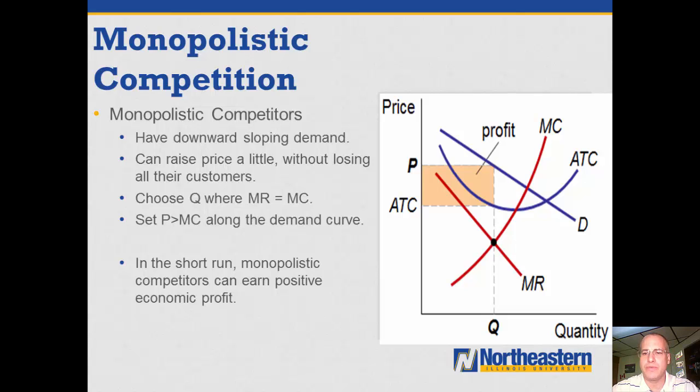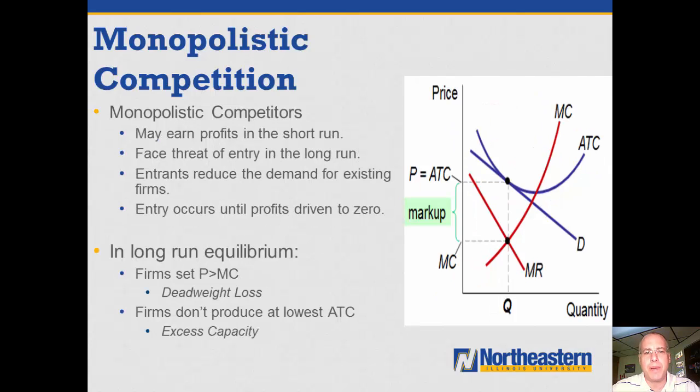In the picture that we've shown here, this particular monopolistically competitive firm is earning positive economic profits. You can see that the price is greater than the average total cost that it takes to produce each unit. So this firm has revenues in excess of costs, and you can see the profits in the diagram at right. Monopolistic competitors may earn profits in the short run, but in the long run they face the threat of entry.